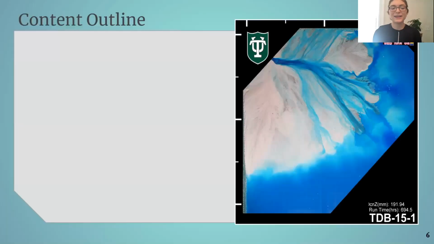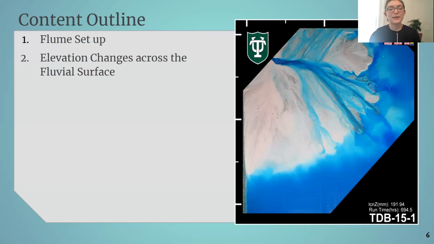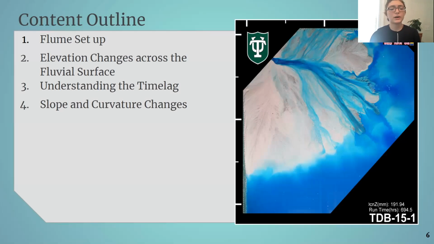So here's another outline, but one that's just a little bit more of a detailed guide of the work that I did. I'll start by explaining the flume experiment and what a flume experiment is. Then I'll explain my first analysis that looked at the change in elevation across the fluvial surface. Then I'll describe how I worked to understand the time lag that we observed and the changes in slope and curvature of the fluvial surface in the experiment.